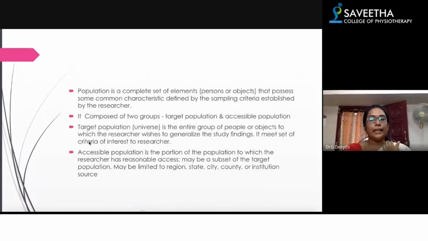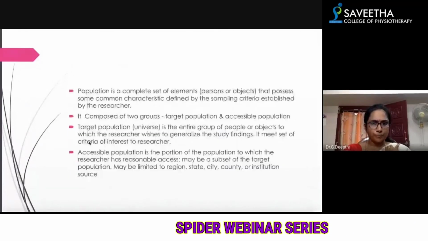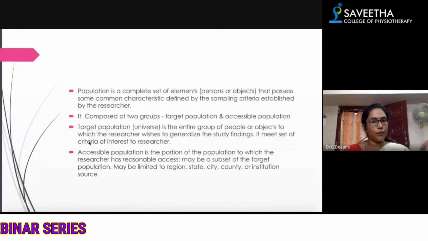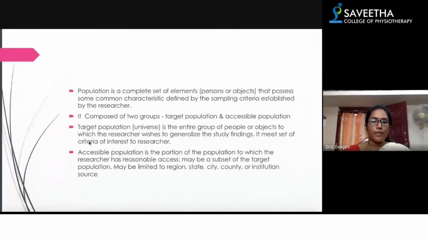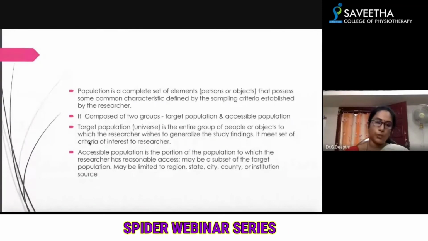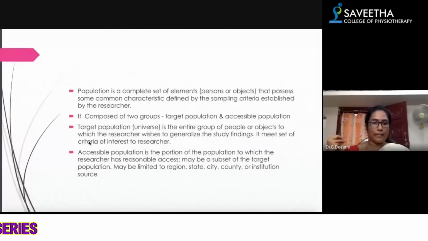Then coming to the population, you have the target population and the accessible population. The population is a complete set of elements, that is, persons or objects, that have an equal chance to participate in the study. From the population, you derive the sample size. That is the basic one. In the population itself, you have the target and the accessible population.